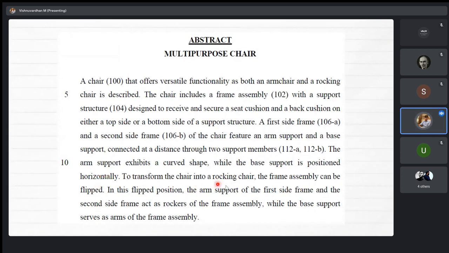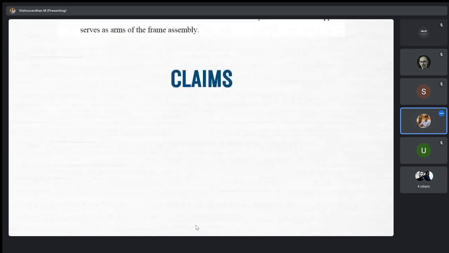To transform the chair into a rocking chair, the frame assembly can be flipped. Cool, I have understood the invention completely now. In this flipped position, the arm supports of the first side frame and the second side frame act as the rockers of the frame assembly. So when you flip it, the armrests become the rocking part of the chair itself. Perfect. This is the most perfect abstract you can write. I don't even think this is 150 words, I think it's around 70 words and beautifully written. You cannot write a better abstract than this. Fantastic job on this.